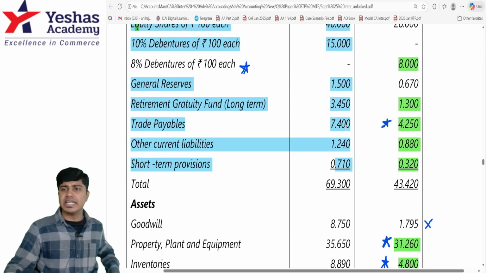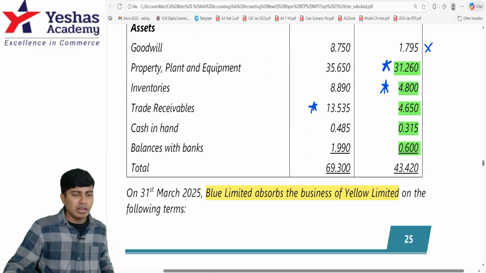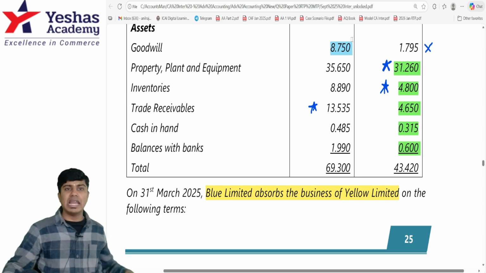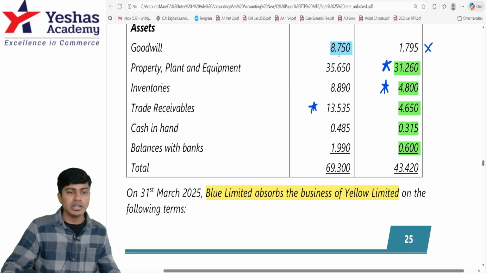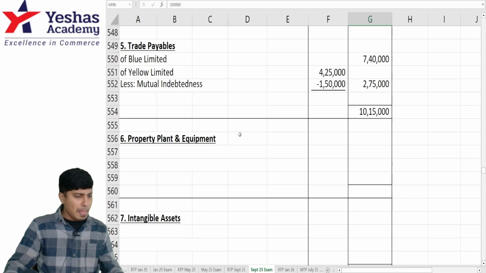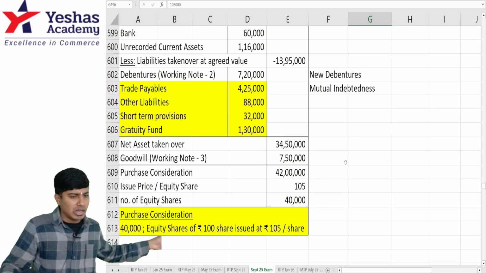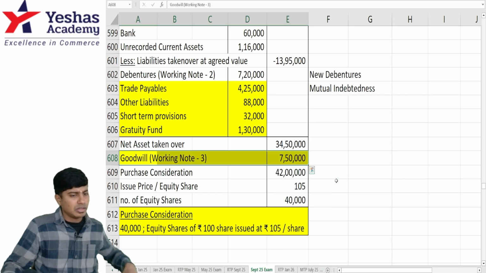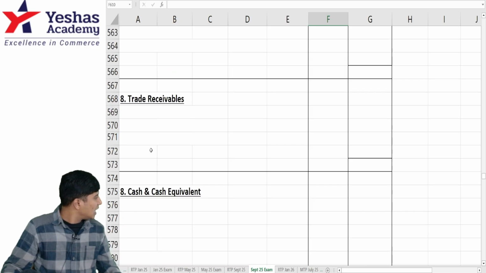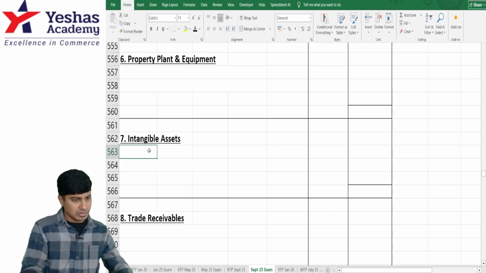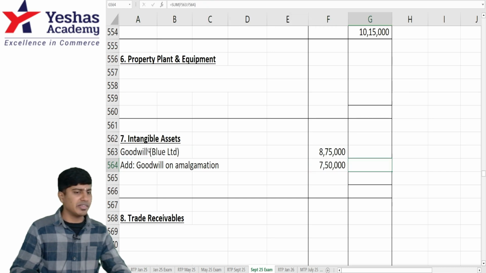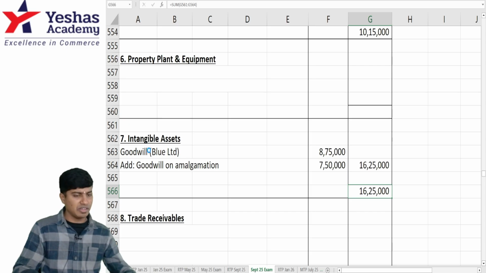Balance sheet, liability side, done. Come to asset side. Goodwill. Our 8,75,000 we will write. But their value will not be 1,79,500. We've given new value to it. Take 8,75,000 plus, how much did we find here? Goodwill 7,50,000. Add 7,50,000. 16 lakh 25,000. That will appear as intangible asset. Observe how much is goodwill of Blue Limited? 8 lakh 75. Goodwill of Yellow Limited on amalgamation 7 lakh 50. Together 16 lakh 25,000.